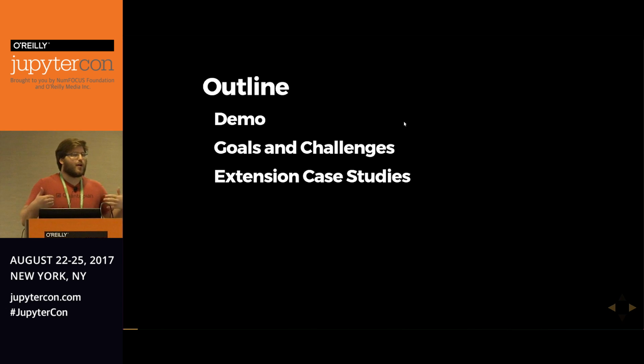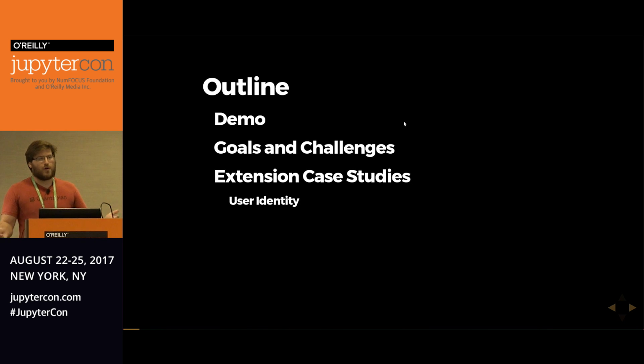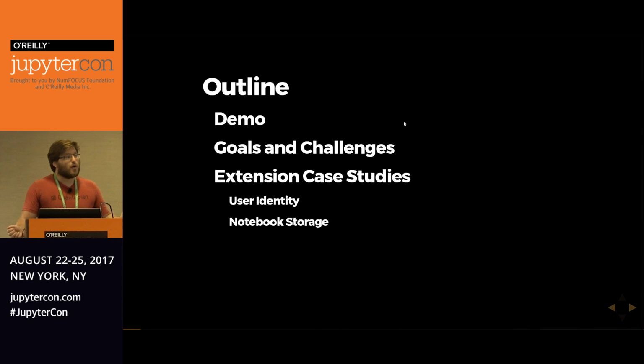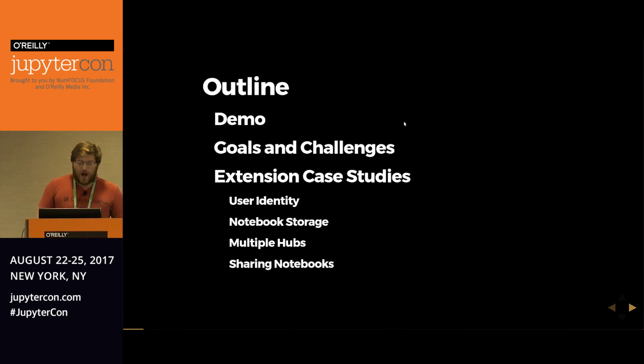And then we're going to talk about the different ways that Quantopian extends or modifies or otherwise mucks with the standard behavior of the Jupyter Notebook in order to support the kinds of workloads and the kind of use cases that we're interested in. So in particular, a couple things we're going to look at is how Quantopian manages user identity for its Jupyter Notebook deployment, how we deal with notebook storage, dealing with potentially multiple Jupyter hubs in order to scale out to the number of users we want to support, and finally, how we allow users to share notebooks with one another.